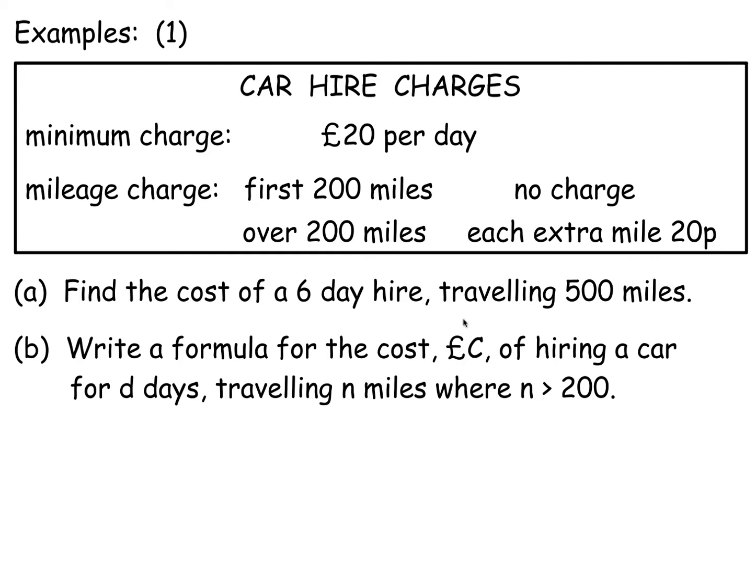And then what you do is, instead of having a 6-day hire, you've got a hire for D days. The 6 becomes a D. And instead of 500 miles, we've got N miles, but it's N miles over the 200. So N's bigger than 200, so it's N over 200. So that will be N minus 200.